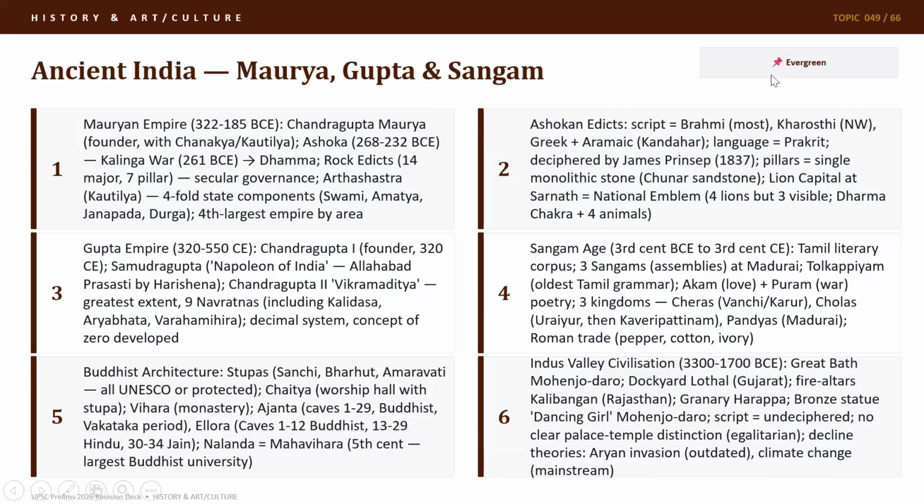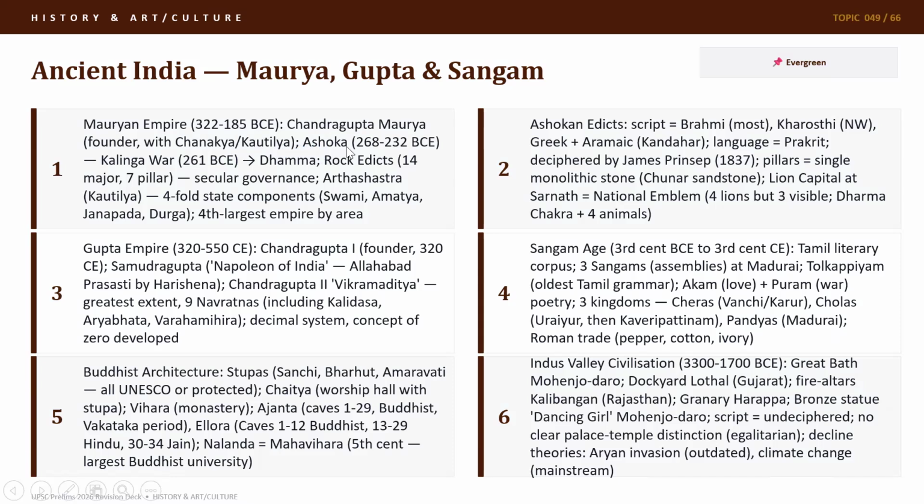Coming on to the first topic, which is our ancient India, Maurya, Gupta, and Sangam age, which are the evergreen topics. So, Mauryan Empire, it happened from 322 to 185 BC, established by Chandragupta Maurya, founded with Chanakya and Kautilya, replacing which dynasty? You should name it, and you should be able to remember which was the flow of dynasties in different time periods of India. So Nanda dynasty was replaced by the Maurya dynasty.